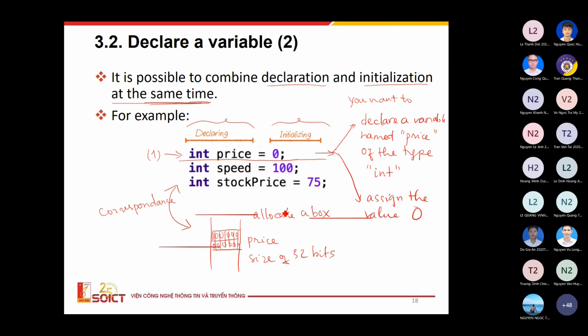And with the name, maybe for someone who knows about the address of the memory. Okay. The name price here is used to locate the first bit of the box. Okay.